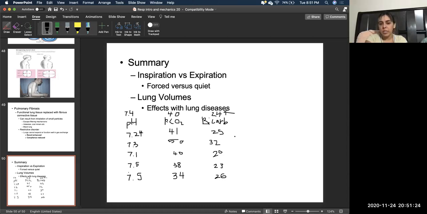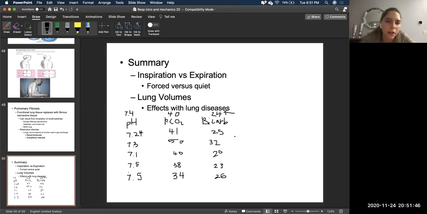The first thing you need to know before doing this chart is that CO2 is acidic, and bicarbonate is basic, it's alkaline. So more bicarbonate makes you less acidic, and less bicarbonate makes you more acidic. Yeah, you guys switched it up. So when there's more bicarb, it's less acidic.